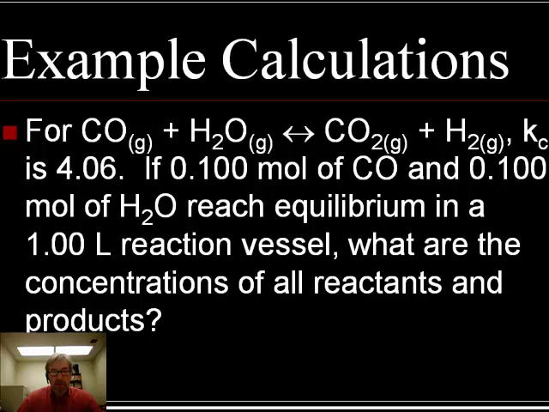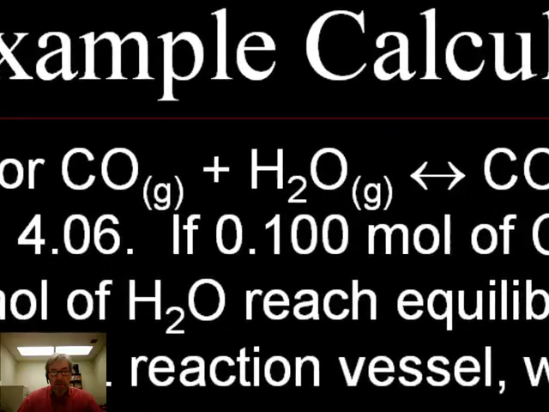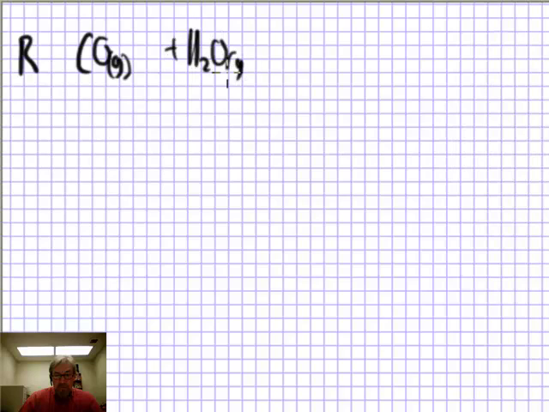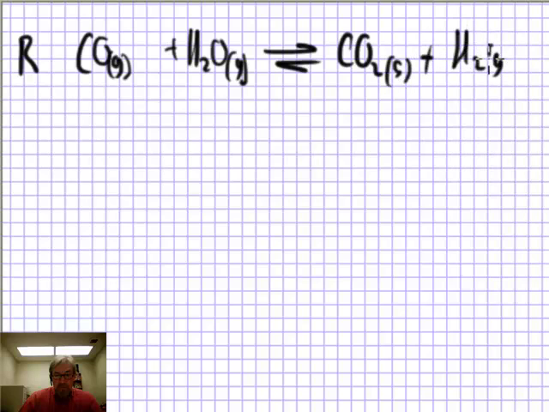in a 1 liter reaction vessel. So we want to know what are the concentrations of all reactants and products at equilibrium. Well, let's make a RICE chart. First of all, reaction, that's the first line. So CO gas plus H2O gas in equilibrium with CO2 gas and H2 gas. So there's our reaction. The next line of the RICE chart is the initial concentrations.